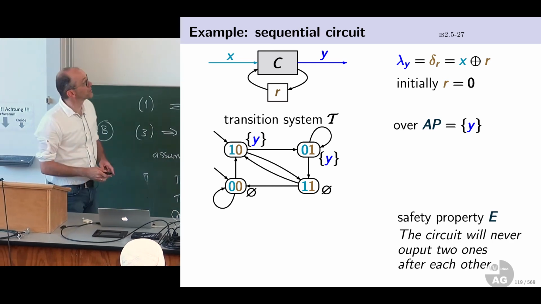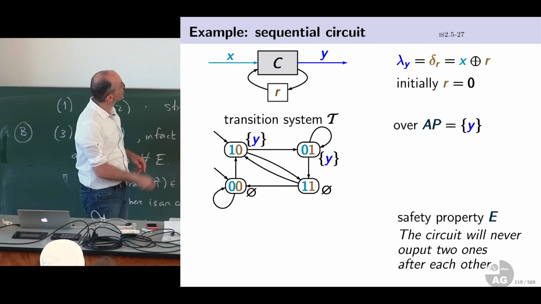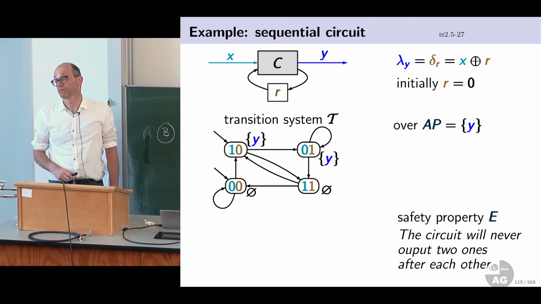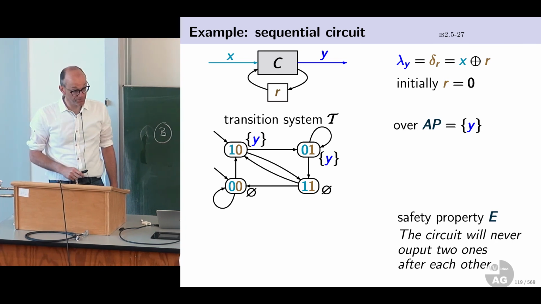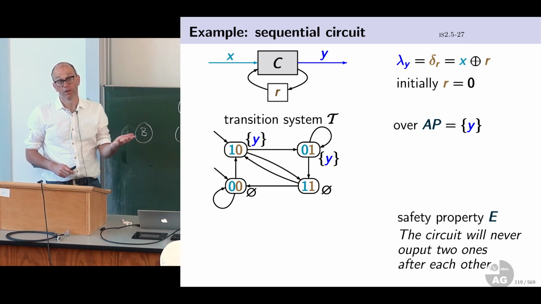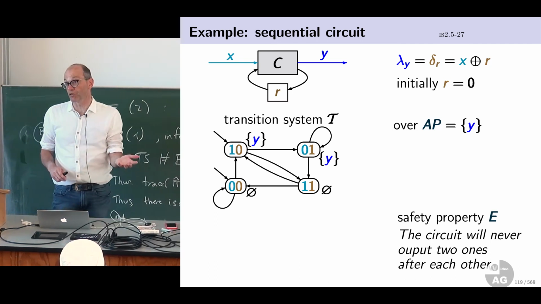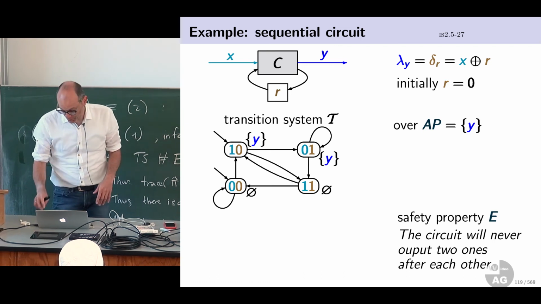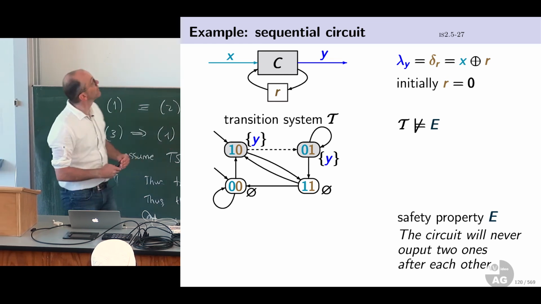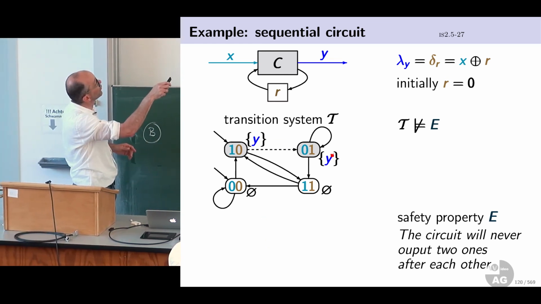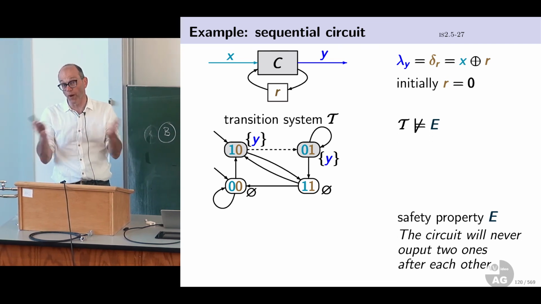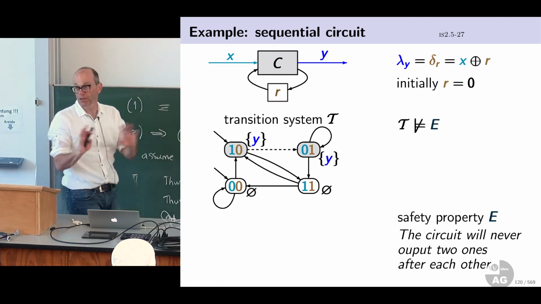Suppose I'm interested in the following safety property. The circuit will never output two ones after each other. Suppose this is the property I'm interested in. Then it's not difficult to see that this is a regular safety property. So you have to construct the bad prefix automaton. Actually, this is the example that we have seen before. We know already it violates this property, because here Y holds and there Y holds, and there is a transition between these two. So it's possible that the output is high twice in a row.